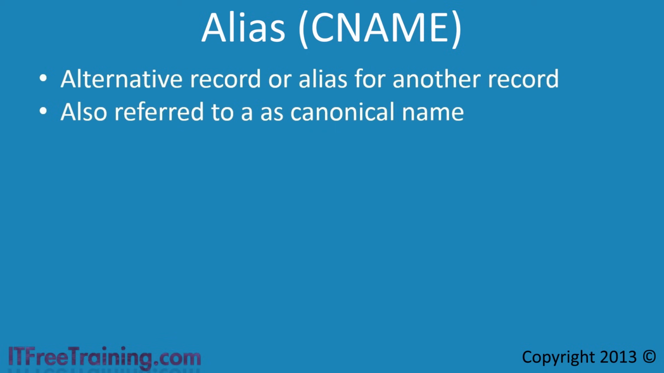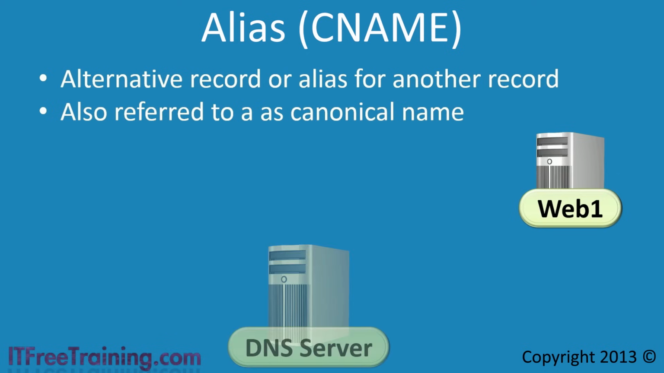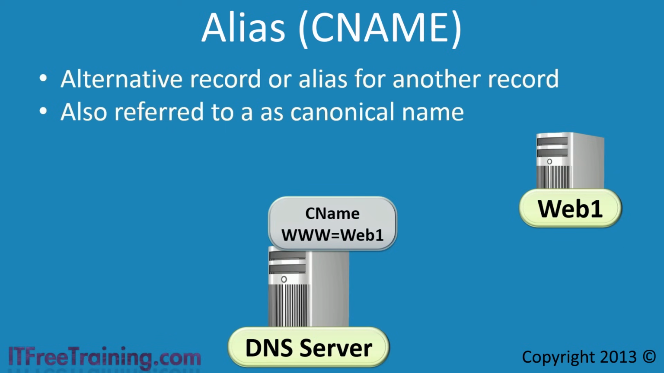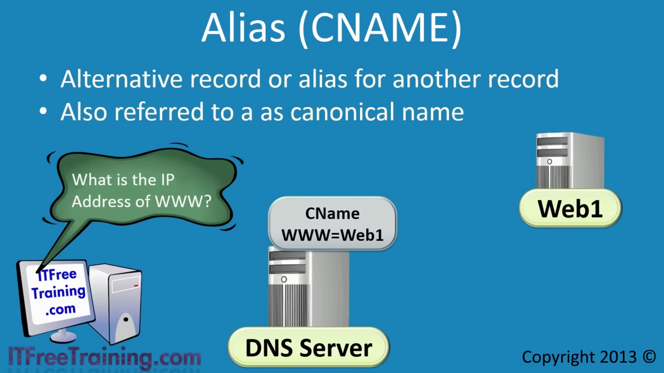To understand when you would use an alias, consider on the network you have a server called Web1. It would be difficult for the users to remember the name Web1, so you create an alias record called www. Now, when a client asks for the IP address of www, they will be given the IP address of Web1. You may be thinking, could you create another A record for www? Although this would work, the problem with this approach is that you now have two records that need to be changed if the IP address of Web1 were to change. Having an alias record instead means that if the IP address of Web1 were to change, the alias record would not need to be modified.